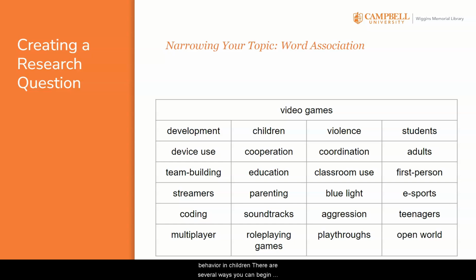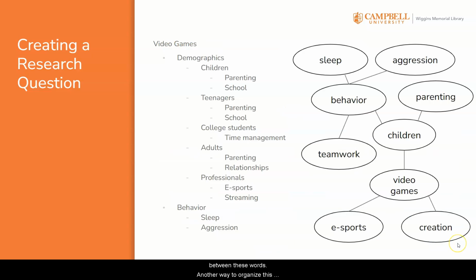There are several ways that we can begin narrowing our topic, but they have a similar process, branching out from the topic by breaking it into smaller pieces. For example, we can start with associating words. As shown in the example, you start with your topic and brainstorm a list of words that come to mind. From there, you can try to create connections between these words. Another way to organize this could be a bubble map or an outline where each subtopic branches out from each other. This can be a bit more flexible because then you can connect subtopics to each other as well.